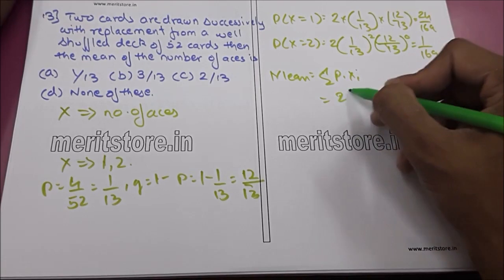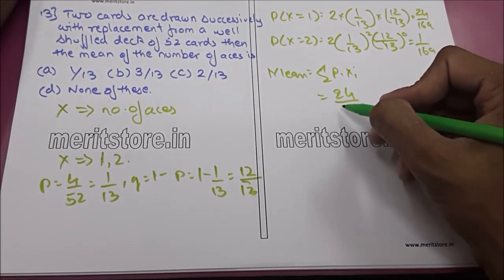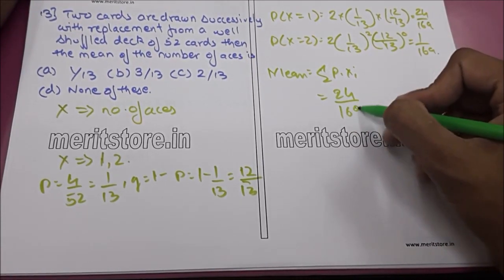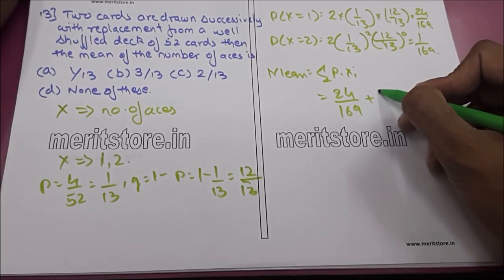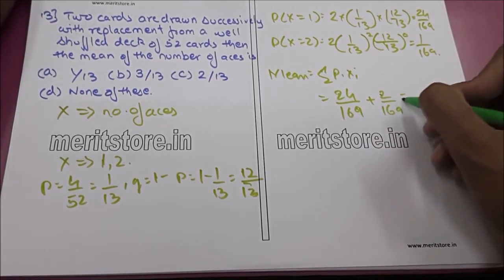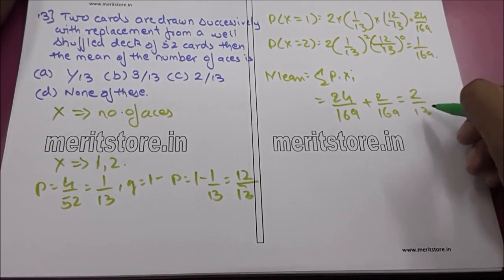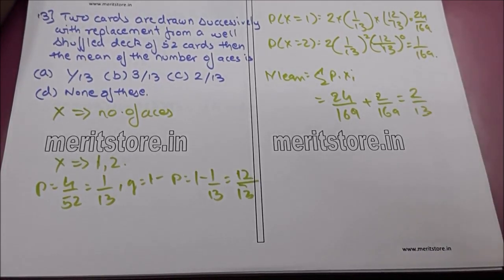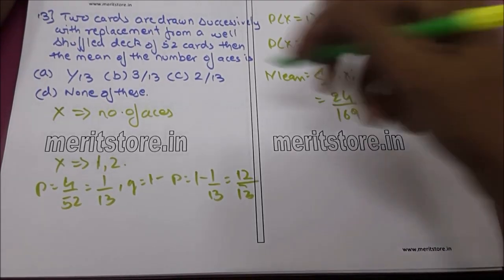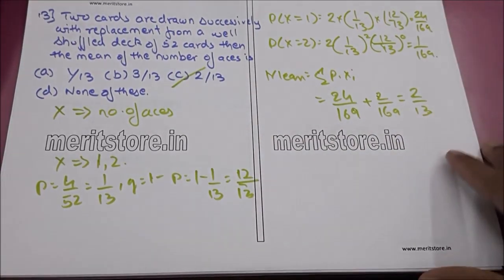For mean, we have summation of Pi xi. So we add both the probabilities: 24 by 169 plus 2 by 169, which is equal to 2 by 13. Therefore, if we see, option C is the correct answer.